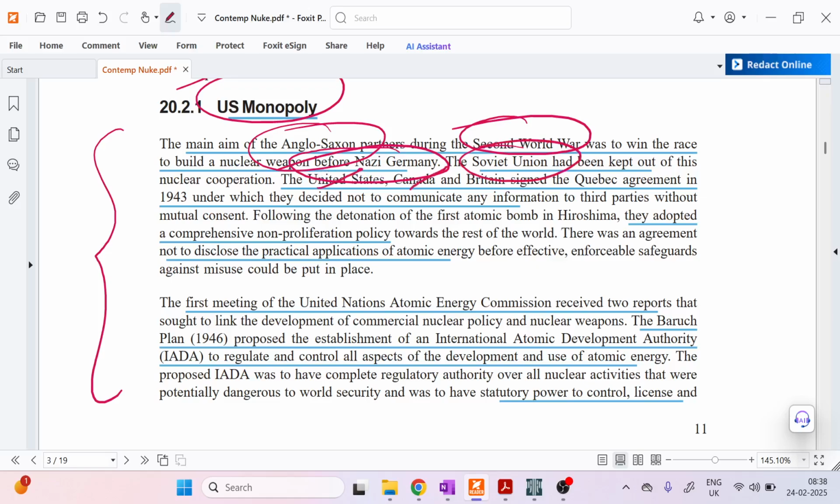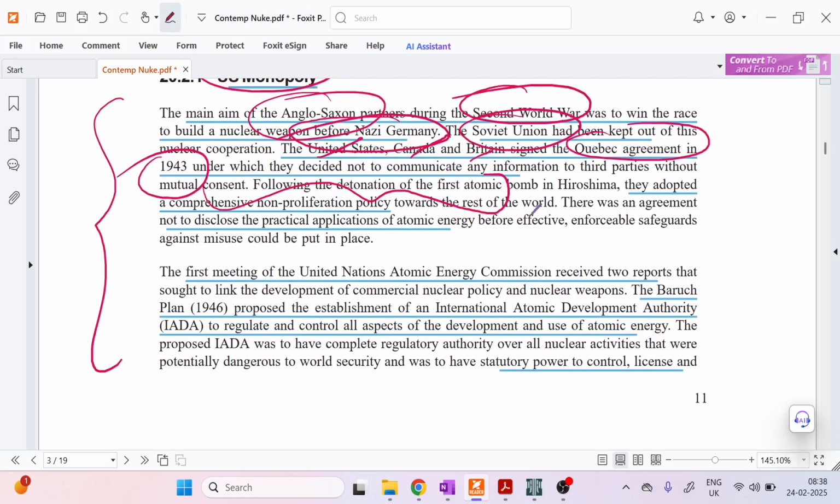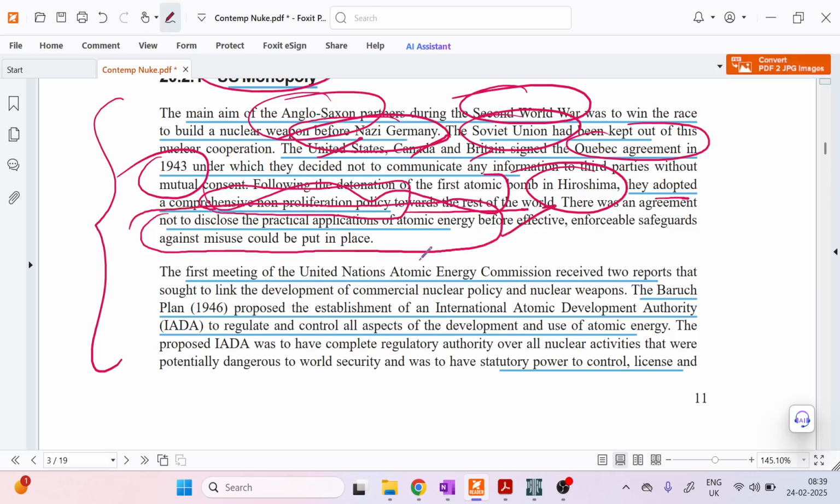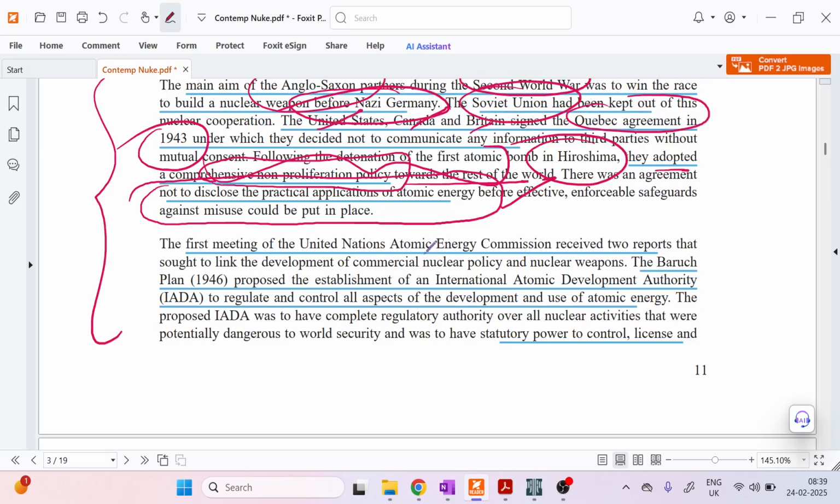The United States, Canada, and Britain signed the Quebec Agreement in 1943, in which they decided to keep top level security, top level secrecy. And after the detonation of bombs in Hiroshima and Nagasaki, they adopted a comprehensive non-proliferation policy towards the rest of the world, which means that the practical application of atomic energy would not be disclosed, not even for civilian purposes.